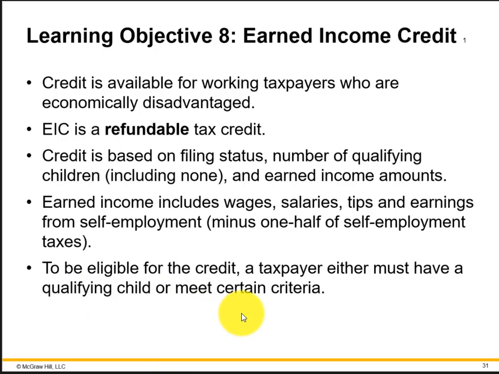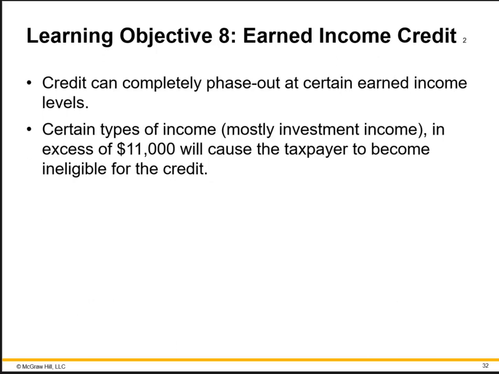Taxpayer must either have a qualifying child or meet certain criteria. Their income must be very low if they do not have children. It is higher if they do, okay? There's another thing that will disallow, okay, and it does phase out when your income is too high. It is for those with lower incomes.